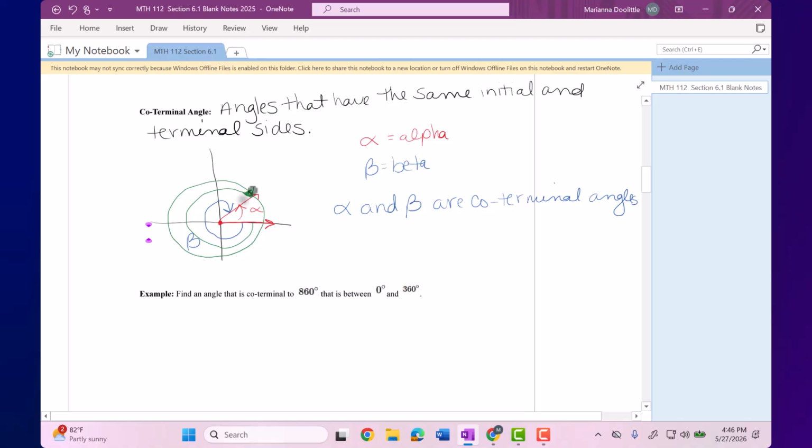So to determine some coterminal angles, we're going to have two formulas, and that depends on if we want to go clockwise or counterclockwise for our rotation. So if you are given an angle, and I'm just going to call it theta to begin with, so I can use that in my formula, you can find a coterminal angle in the following way.